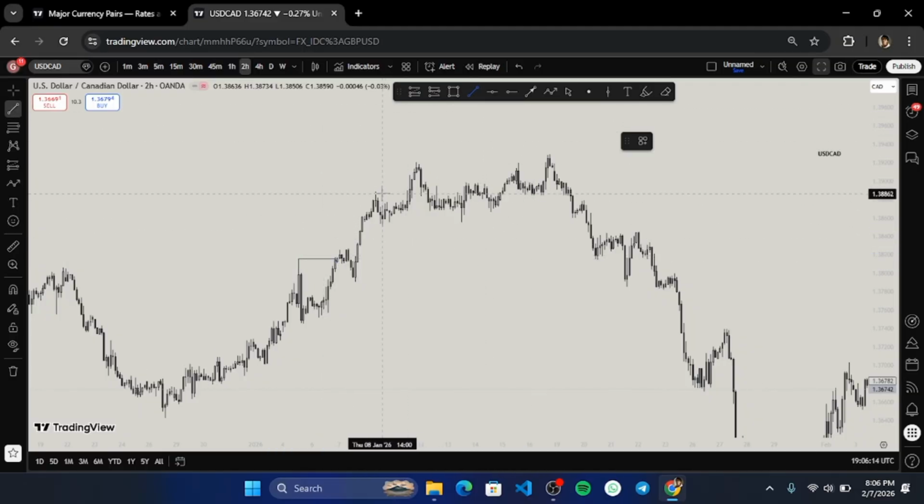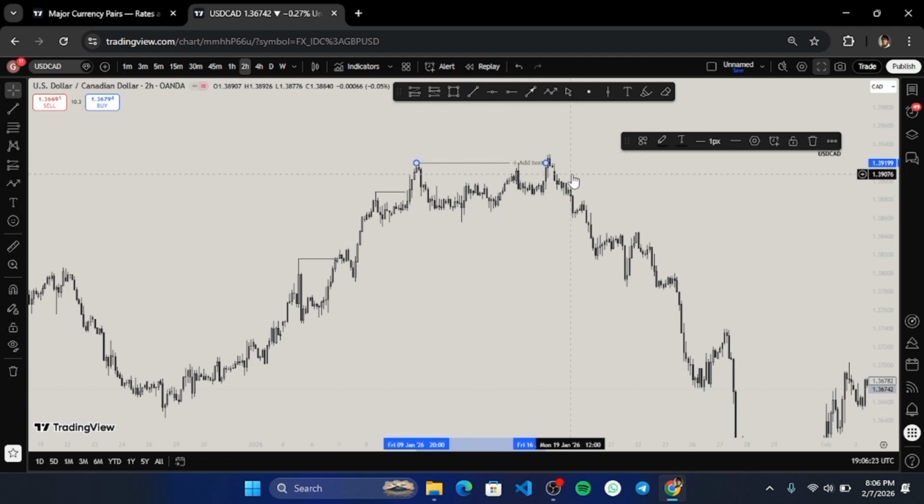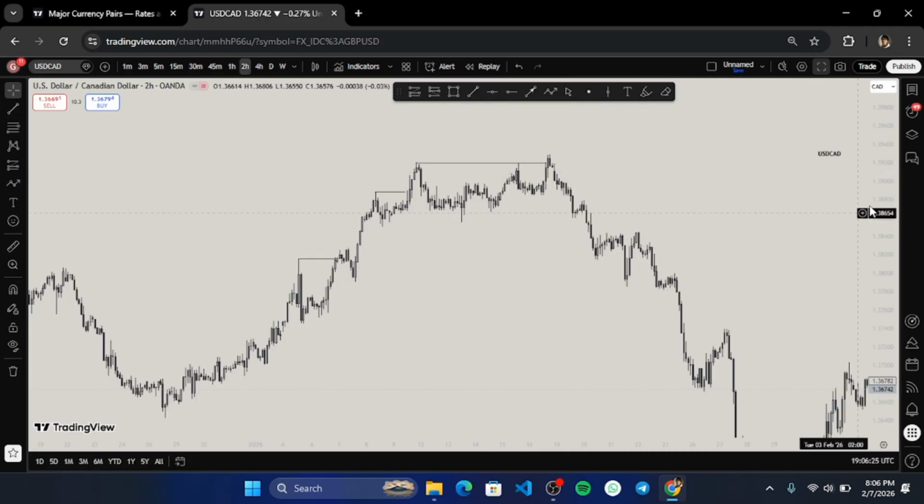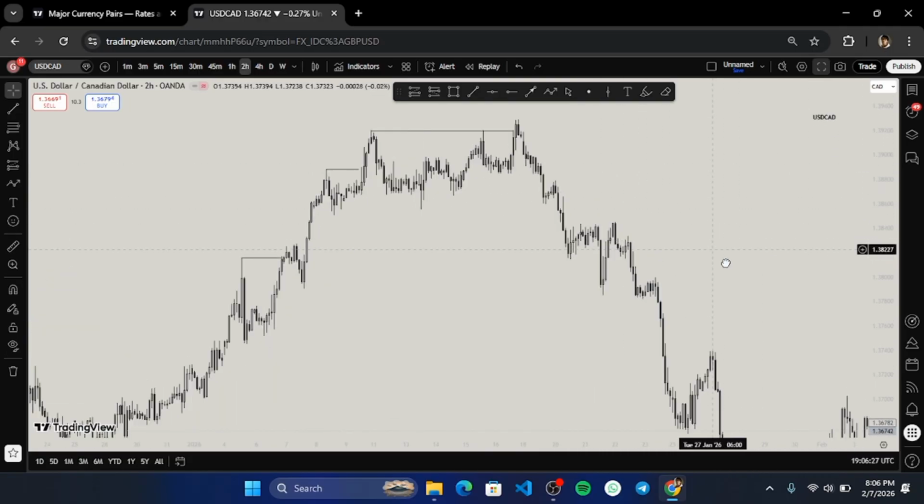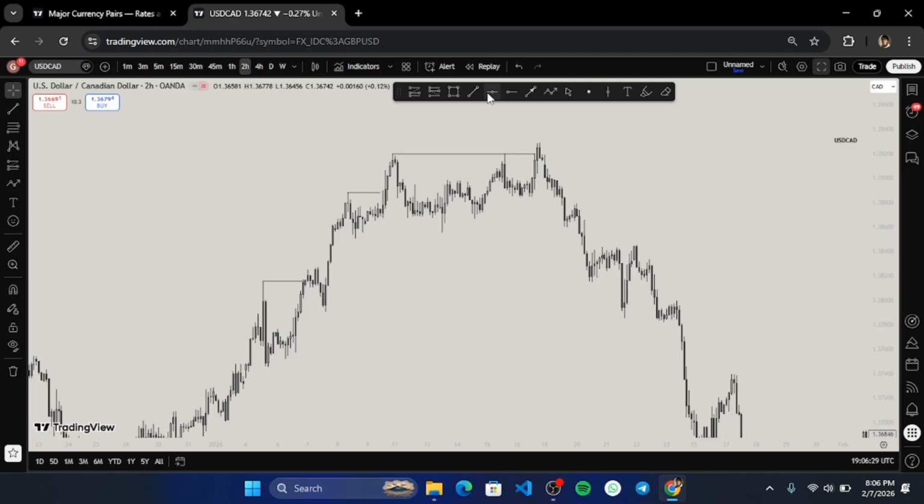Now we can identify another break of structure here. Now, this was supposed to create a new break of structure, but we see that the market didn't close, and now we are seeing that the market wasn't willing to go higher. Now, what did you see? This was the most recent higher low.